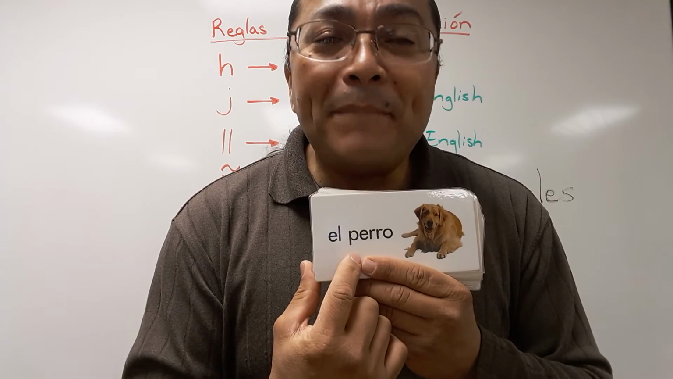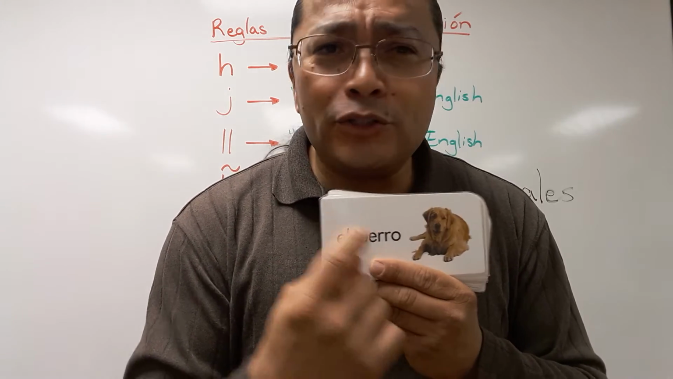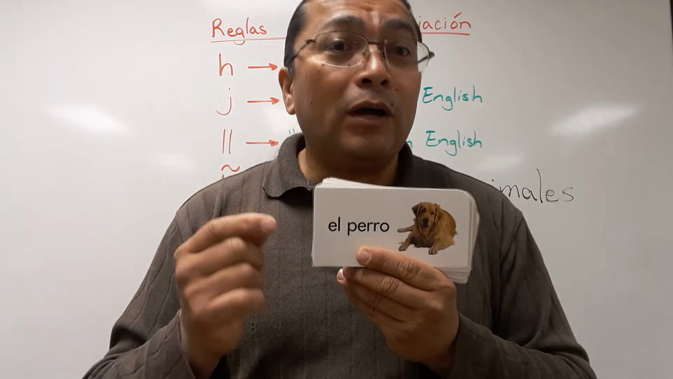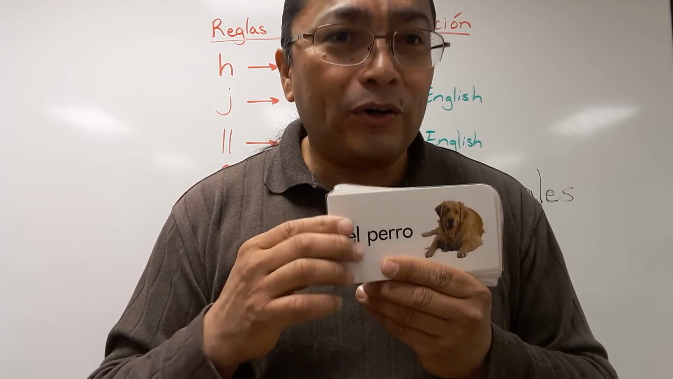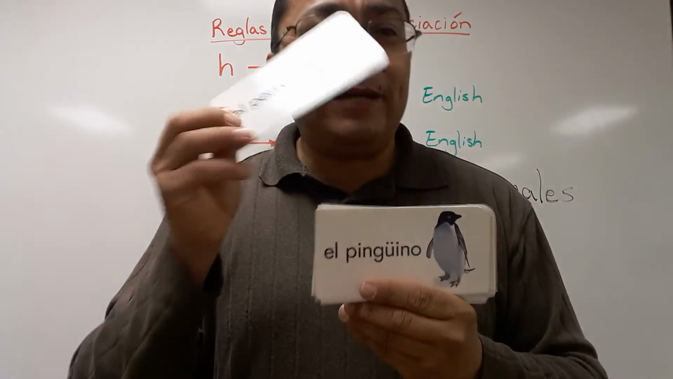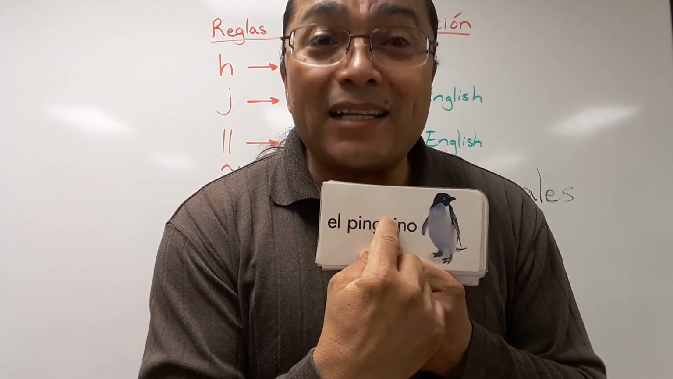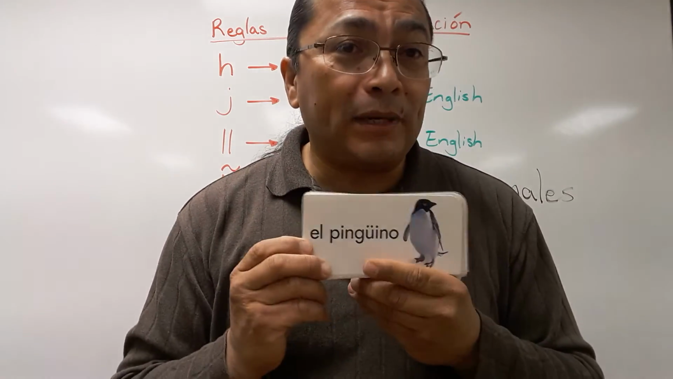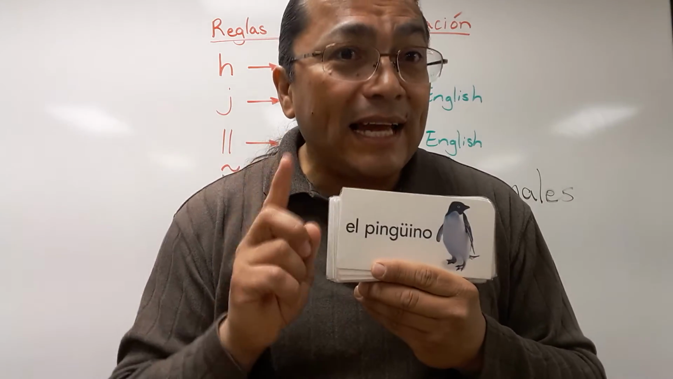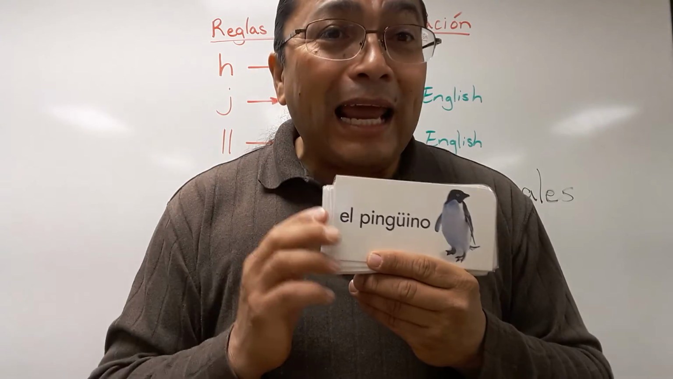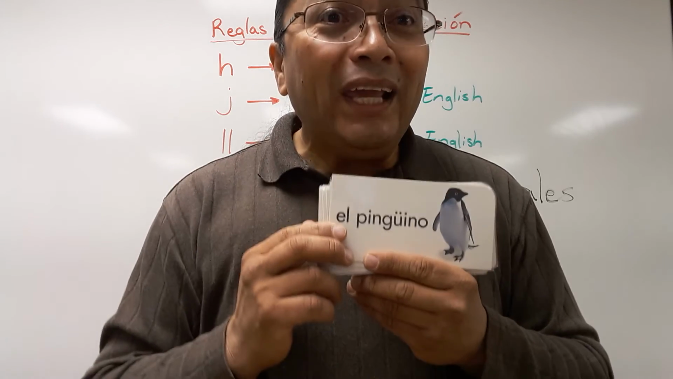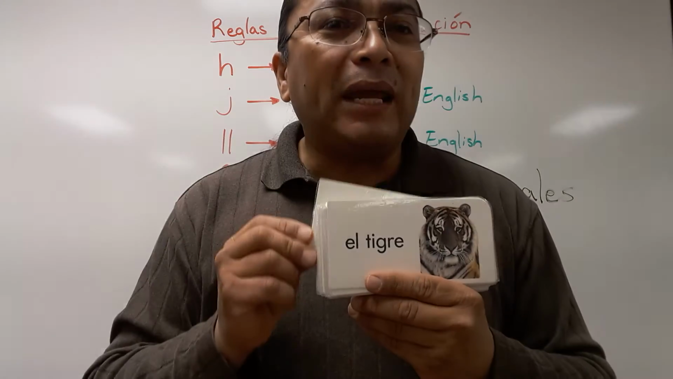El perro. Now, when you get a double R, you just roll the R a little bit more. So, perro. Okay? El perro. Muy bien. Now, the double dots on the U is an umlaut in German. I talked about that before. So this accents it, right? El pingüino. The penguin.